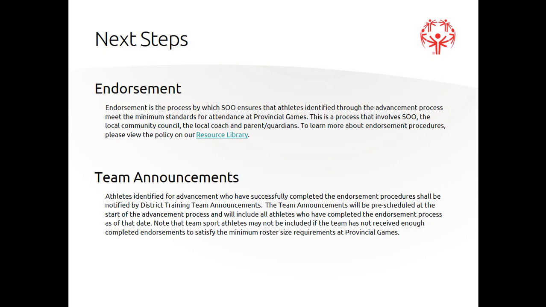Teams must meet minimum roster requirements once the endorsement process is completed prior to being identified for advancement. Once all stages of identification and endorsement are complete, athletes will be named to their district chair training on a predetermined schedule based on when their endorsement process was completed.